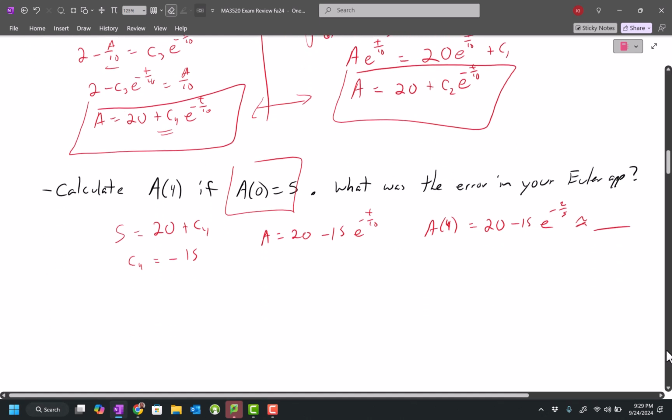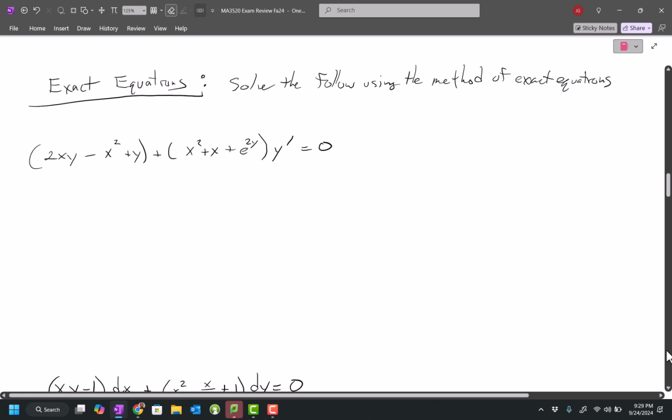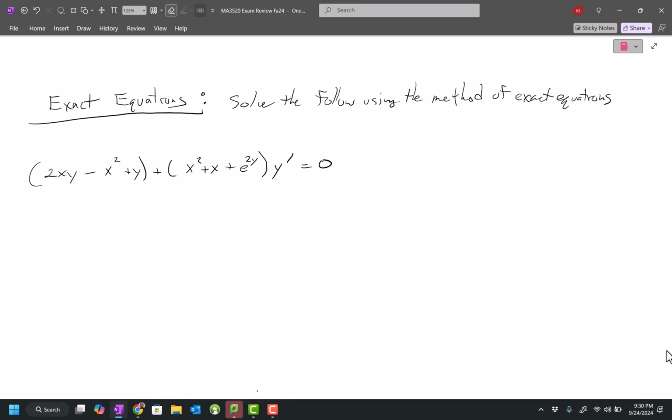All right, next, we look at our last analytic technique for solving differential equations, the method of exact equations. So it's another great time to pause the video, see if you can test this equation to ensure that it is exact, and then use the method to solve the differential equation. Go ahead and pause and try now. All right, let's take a look together.